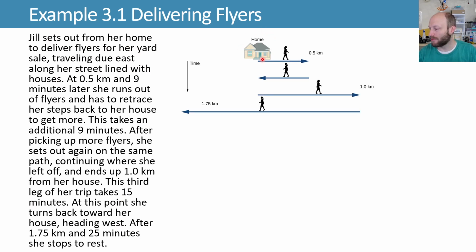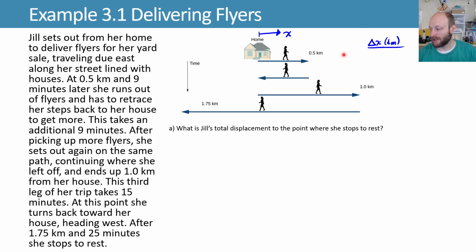We start from the home. We travel due east at 0.5 kilometers, and 9 minutes later she runs out of flyers and has to retrace her steps. So if we're trying to find total displacement, let's start off by defining an axis. Here the x-axis is going positive to the right. And then we'll keep track of our displacements on these different legs.